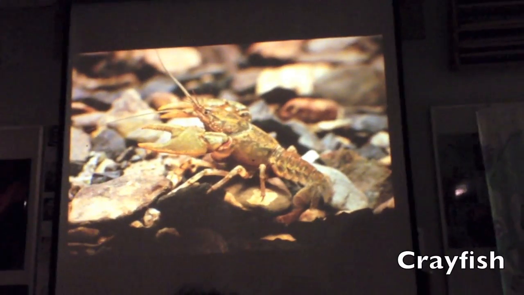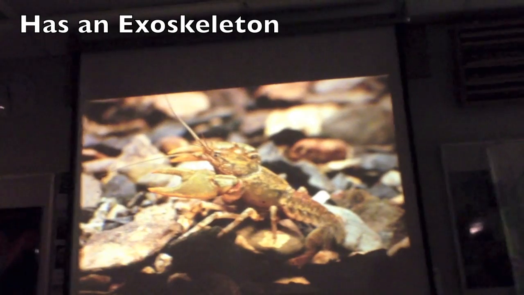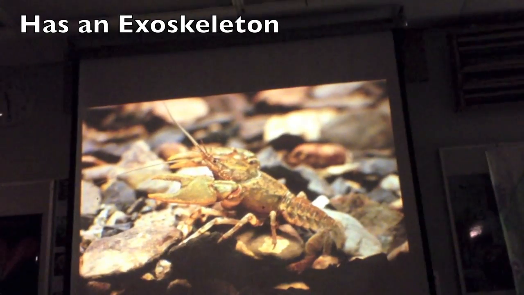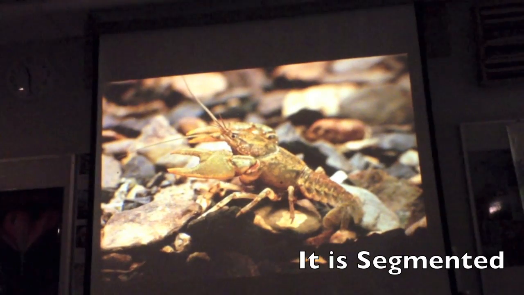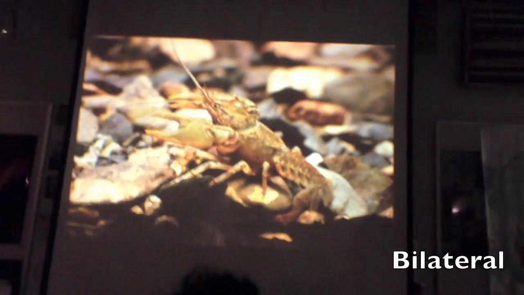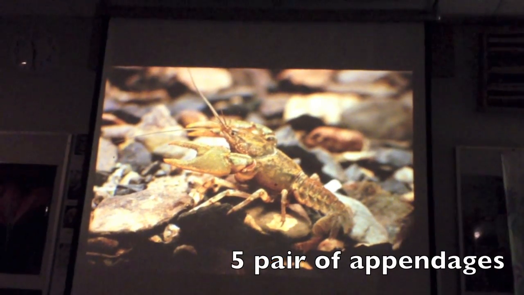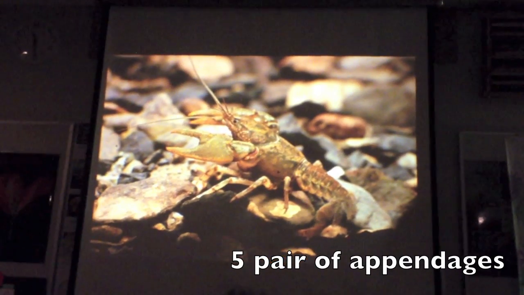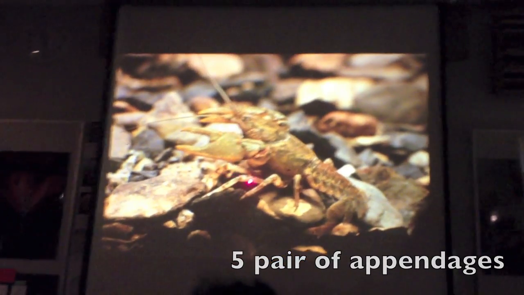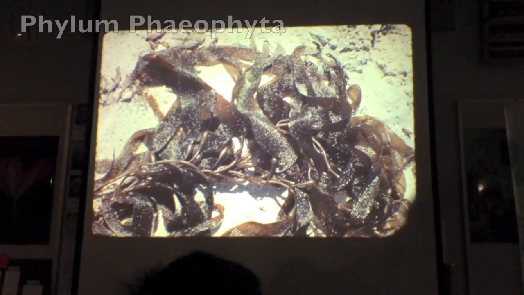Okay. Crayfish. Yeah, and this is for that. Does this have a skeleton? Exoskeleton. What kind? External. Is it segmented? Yes. What kind of symmetry does it have? Bilateral. How many pairs of appendages? 5. So, 1, 2, 3. Phylum?